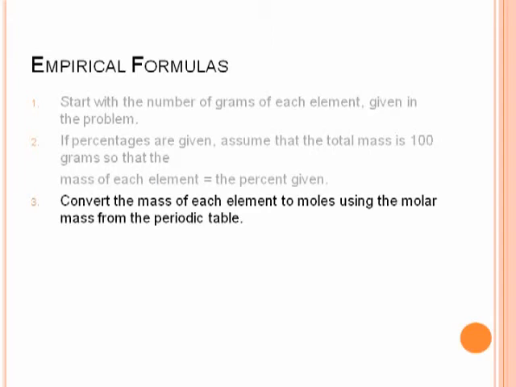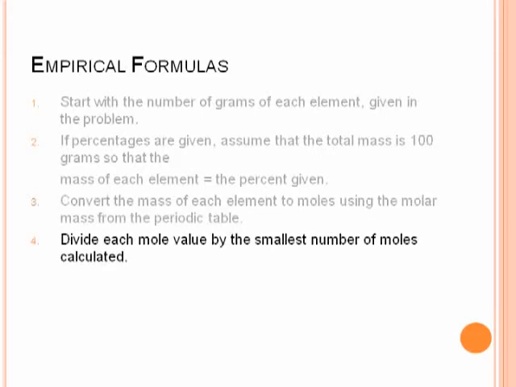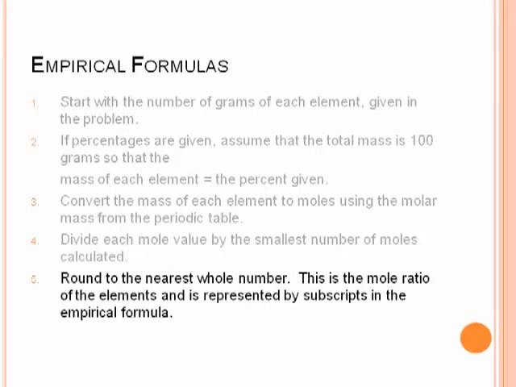Then in either case, we're going to convert the grams of each element to moles using the molar mass of each element from the periodic table. And then whichever one of those moles is the smallest, we're going to divide that into each of the moles and get what I call a mole ratio. That mole ratio then is rounded to the nearest whole number, and that will then be the subscript in the empirical formula.